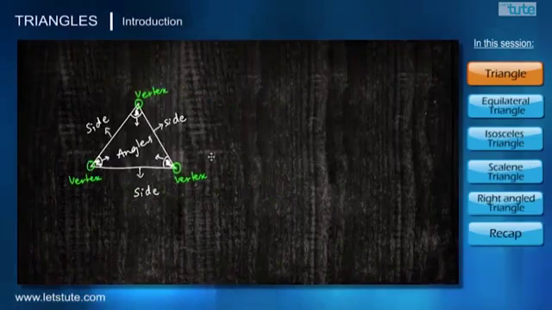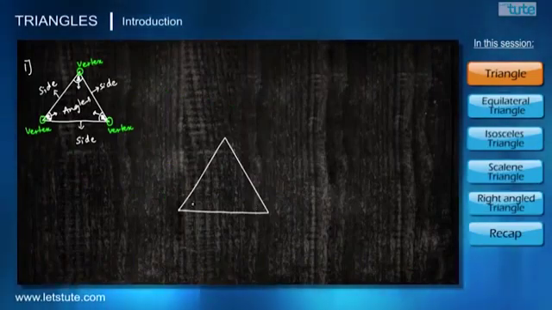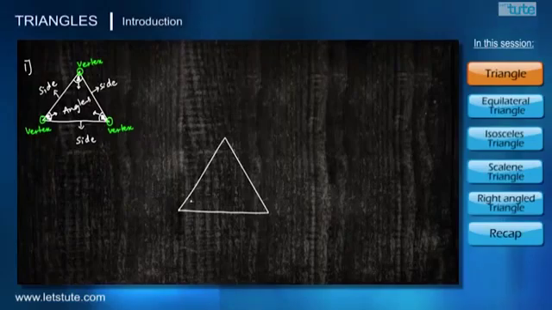Now we are familiar with the shape triangle, so let's learn some important things about it. The most important thing we should know about triangles is that when we add the measures of all three angles of a triangle, it will always give you 180 degrees.